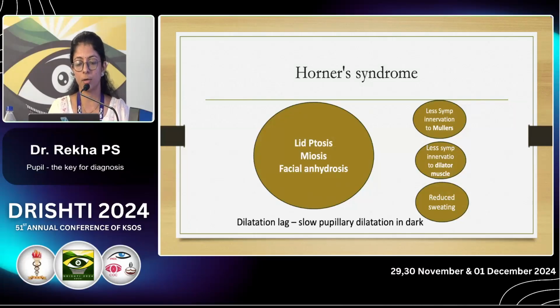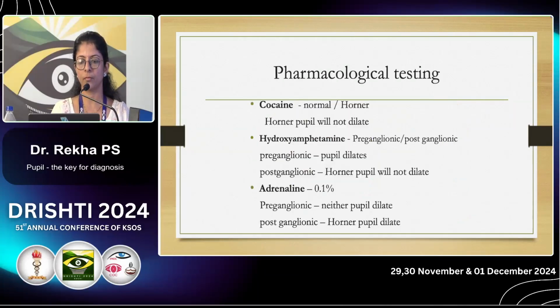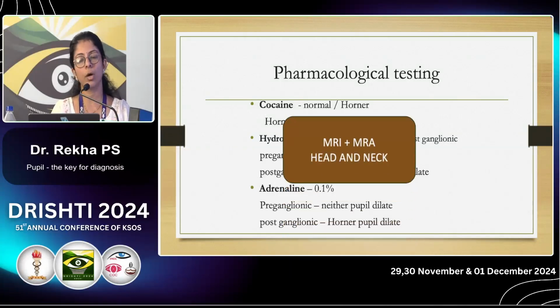Another test to detect Horner syndrome is the dilatation lag. That is, there will be a slow pupillary dilatation in dark. When you dim the light, there should be a dilatation which is usually immediate, but in Horner syndrome, it will be very slow. There are various pharmacological tests to detect Horner syndrome, starting from the cocaine test, but these tests are not usually done in our clinical practice. So whenever you suspect Horner syndrome, you can go ahead with MRI of head and neck.